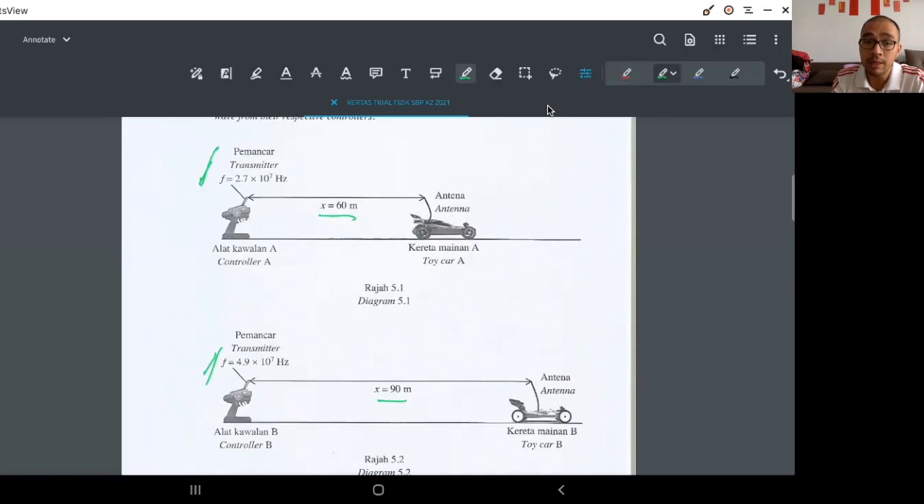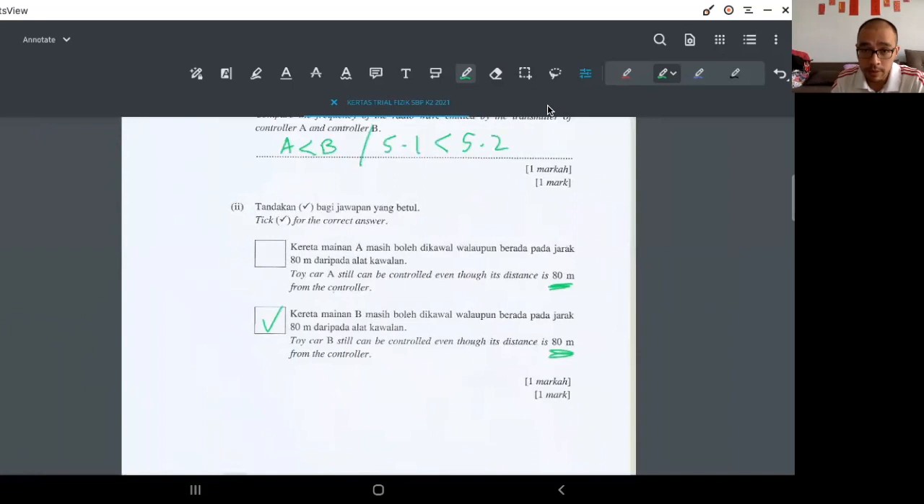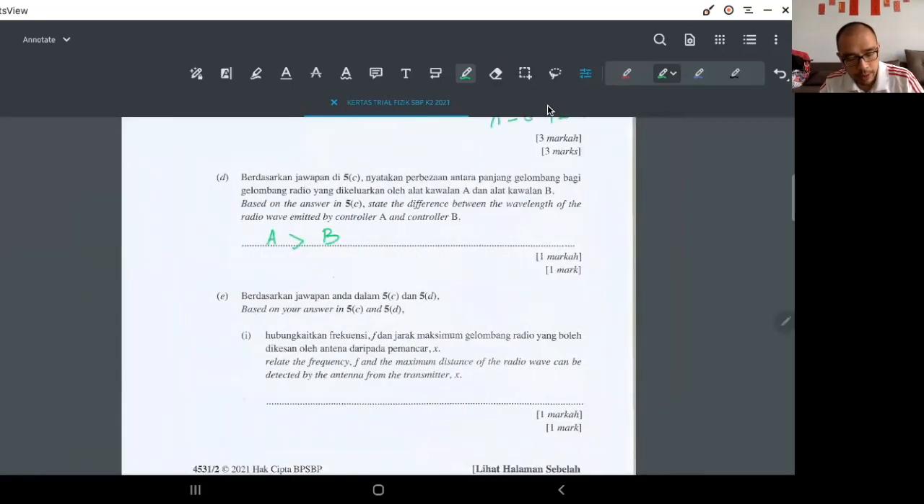Frequency is big, the maximum distance is big. Okay, so how will we write this? Okay, the bigger the frequency, the bigger the maximum distance. Okay, dot. You can finish the whole sentence.